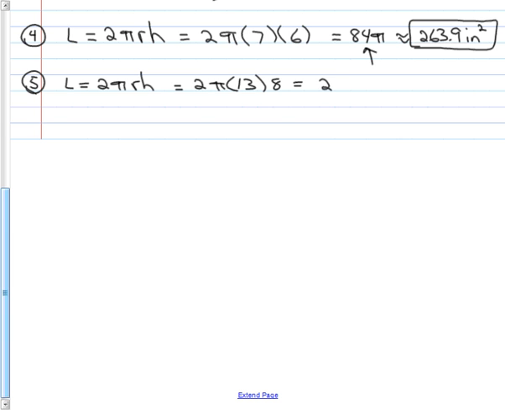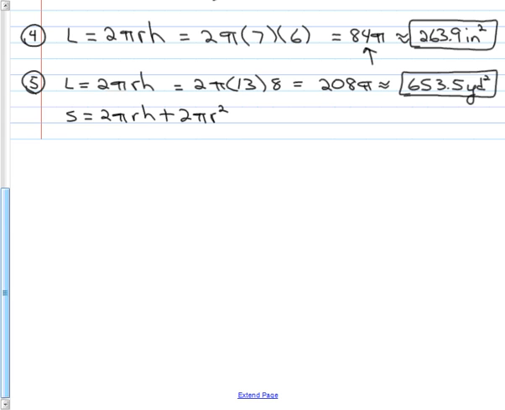208 pi. And now I can take that 208 times pi and get approximately 653.5 yards square. So we want to get the surface area. Well, I know that's 2 pi RH plus 2 pi r squared. Now the lateral I just found, and I'm going to use the exact 208 pi. That's not rounded. Plus 2 times pi times 13 squared.